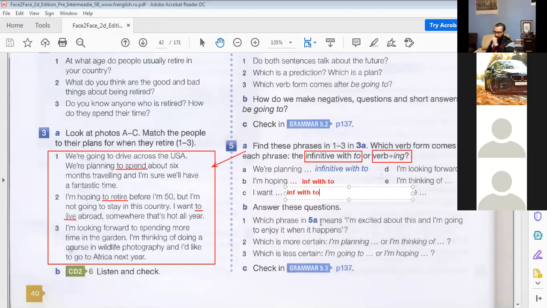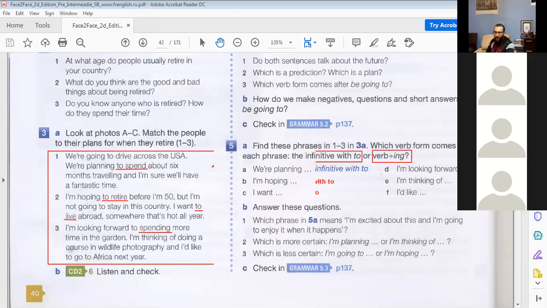I'm looking forward... verb plus ing. That's it. Because if you see it in the example, when Heidi was talking, she said, I'm looking forward to spending. So she used a verb plus ing. All right. Now this phrase is very easy to confuse, by the way. There's a common mistake that many students make, many speakers make when they use this.